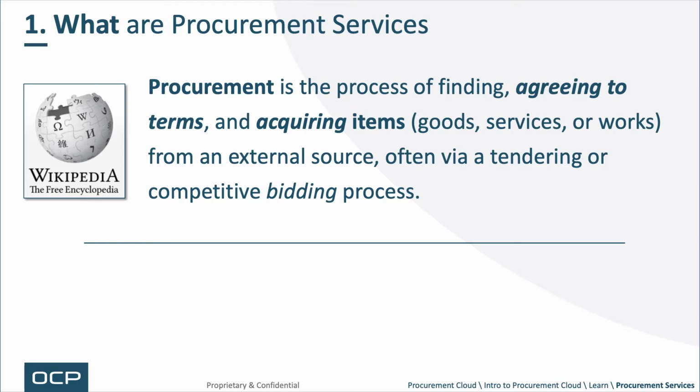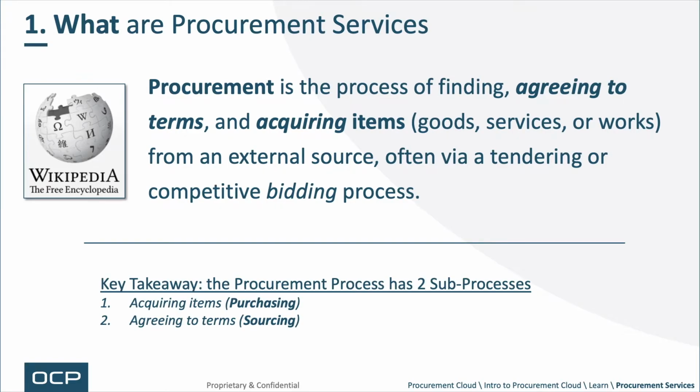Procurement is the process of finding, agreeing to terms, and acquiring items, meaning goods, services, or works, from an external source, often via tendering or competitive bidding process. So the key takeaway here is procurement, or the procurement process, has two sub-processes: acquiring items, which we loosely call purchasing, and agreeing to terms, which we loosely refer to as sourcing.